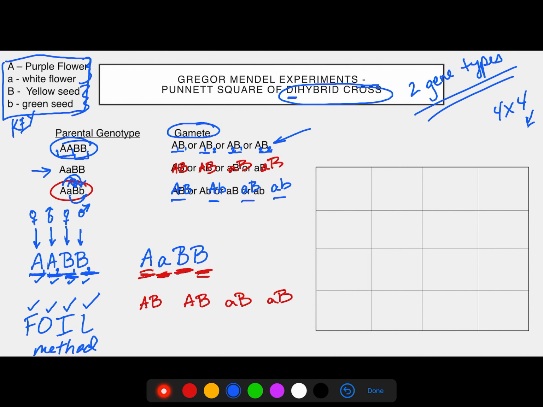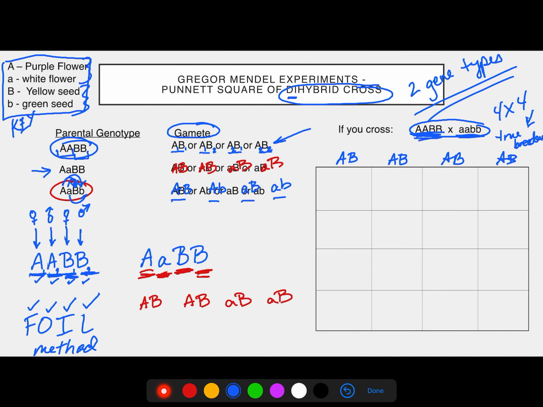So let's try doing this with this particular cross right here. These are considered true breeding because one parent is homozygous dominant for every trait and one parent is homozygous recessive for every trait. So these would still be true breeders. Let's take our first parent and figure out its gametes. We're going to write our first, second, third, and fourth gamete.